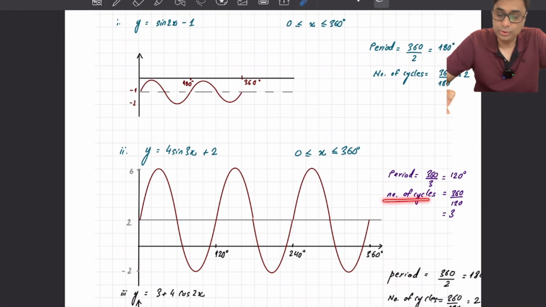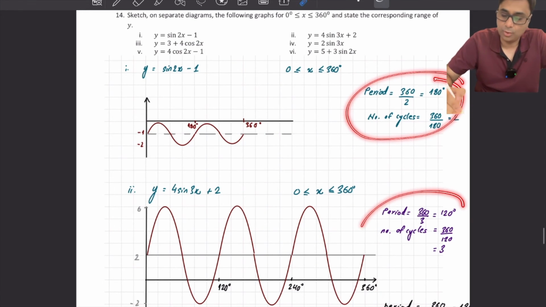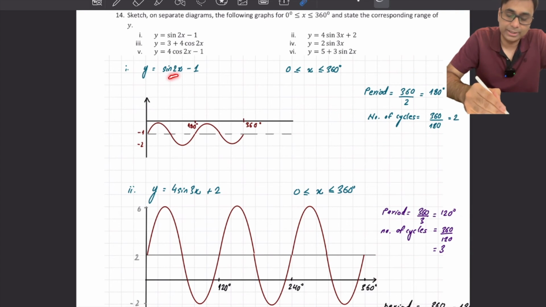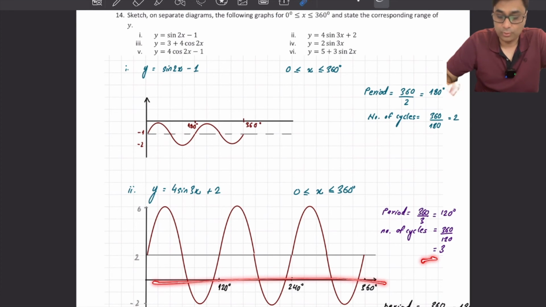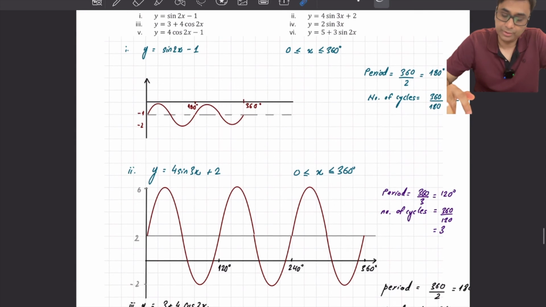And if I want to identify the number of cycles, I will do interval divided by the period, and that comes out to be 3. By looking at these two examples, one might feel: why am I doing all of this long working, and why can't I just identify that 2x means 2 cycles and 3x means 3 cycles? No, that is not always the case. It is happening only because I'm sketching a graph till 360 degrees. If the interval was different, we will see that later on, we will have a different number of cycles.